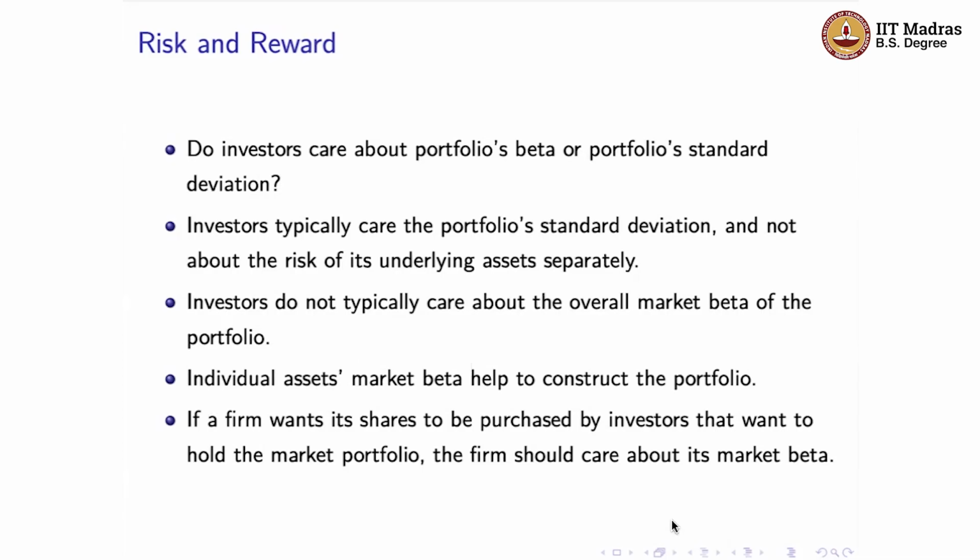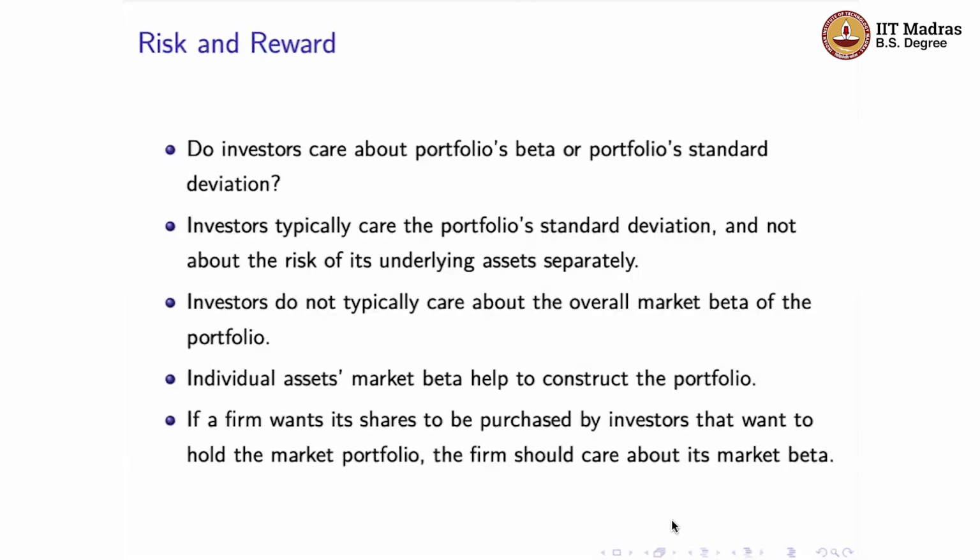So remember that from an investor's perspective, the measure of the risk of this portfolio is the standard deviation, right? So investors care about the portfolio standard deviation, right? But they do not necessarily care about the risks associated with the standard deviation of these underlying assets, right? Now, they do not care about the overall market beta of the portfolio, because what they care about is the risk that is there in the portfolio. So they care about the standard deviation of the portfolio.